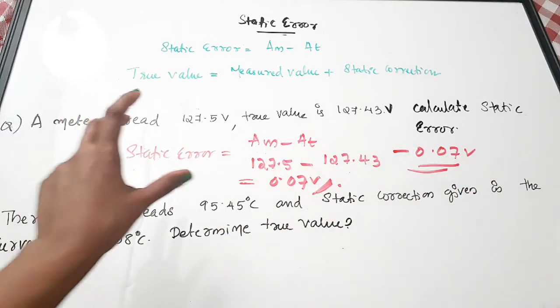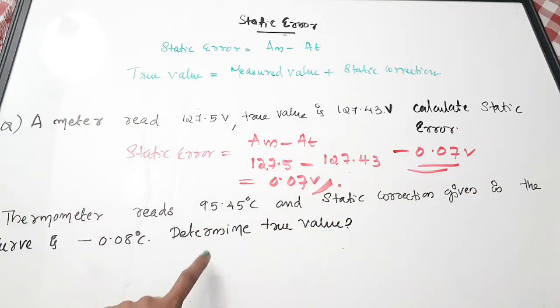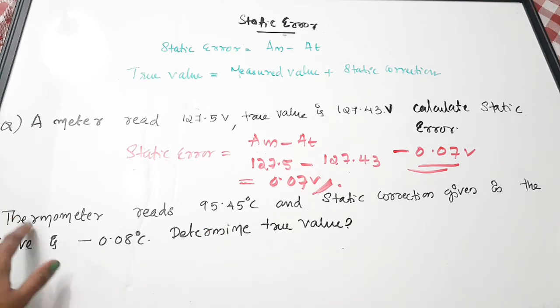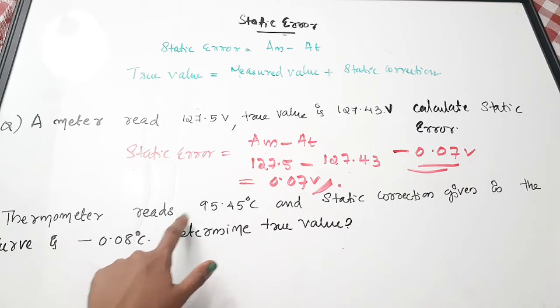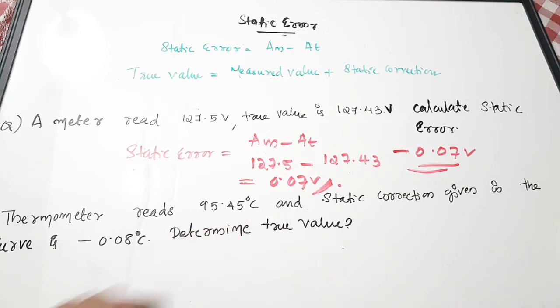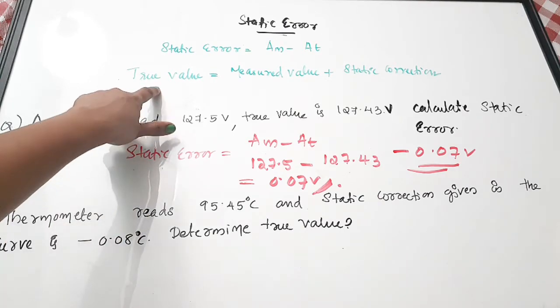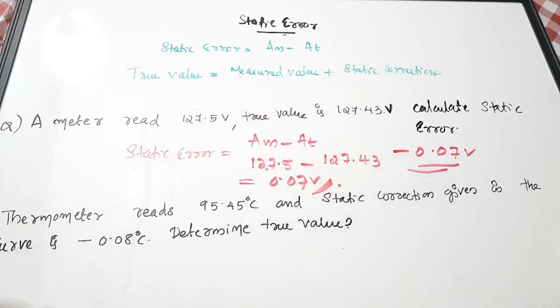But it is not asked in the question. Here we are going to apply the second equation. The question is, thermometer read 95.45 degrees Celsius and static correction given in the curve is minus 0.08 degrees Celsius. Determine the true value. So you have to use this equation. True value is equal to measured value plus correction.